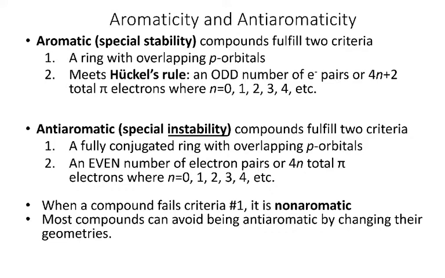Now, compounds don't have to be aromatic or anti-aromatic. Most compounds, in fact, don't meet criteria 1. They don't have rings of overlapping p orbitals, and so they're simply said to be non-aromatic. Now, we saw an example in the last video. Many compounds can avoid being anti-aromatic by distorting or changing their geometries. So if they can distort enough so that they no longer have the overlapping p orbitals, then they don't have to be anti-aromatic. And because anti-aromatic is special instability, right? Molecules don't want to be anti-aromatic if they don't have to.